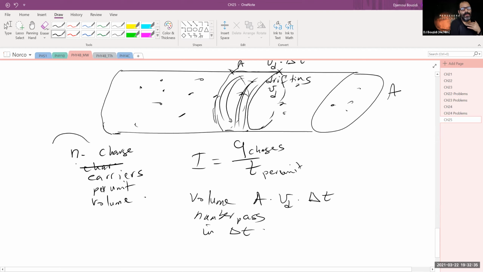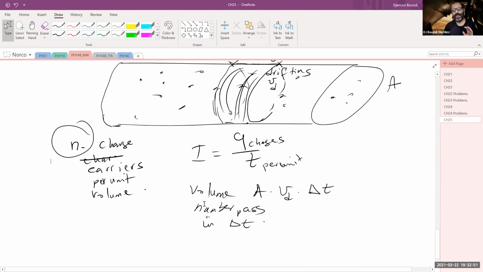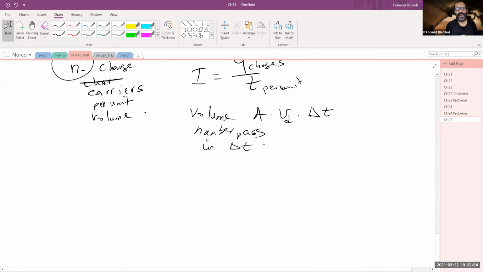So this I have to know. If this doesn't make sense to you guys, this is basically the point here. This is what I'm trying to get at. This is the number of charges. This is specific for materials. Each material will give you a certain number of charges. Obviously an insulator may not give you any, so this N can be very, very small, if any. Conductors can give you a bunch of charges per unit volume.